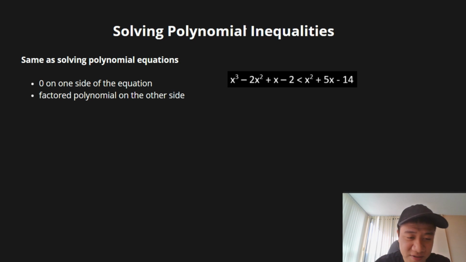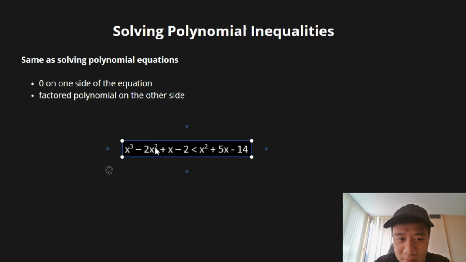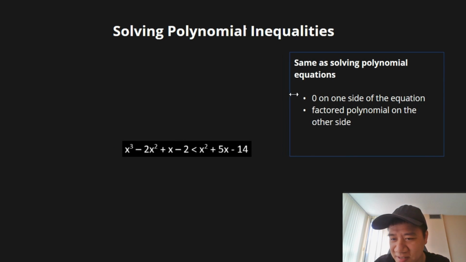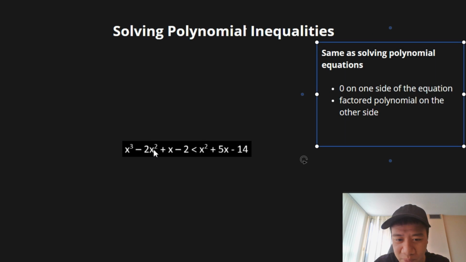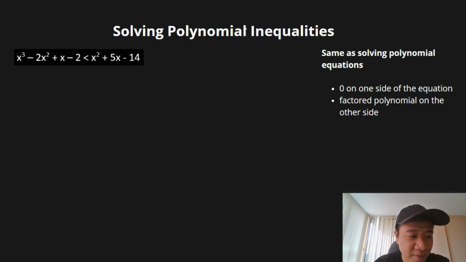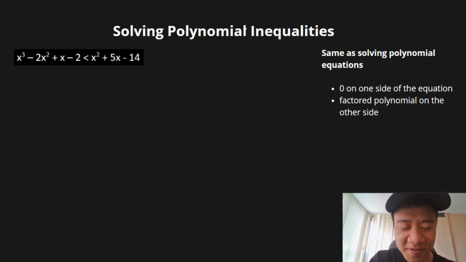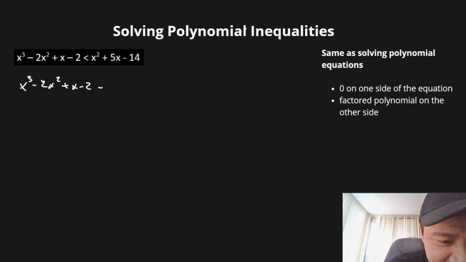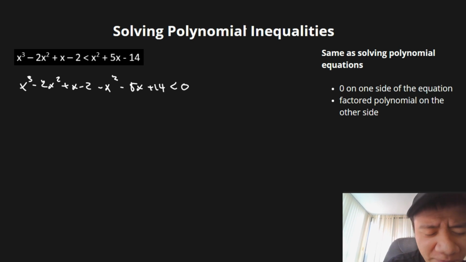So let's do this. I'm going to move this stuff over here so that we have more room. If you pretend there's an equal sign, the first thing you do is you want 0 on one side and everything else on the other side. So we're just going to move these over: minus x squared minus 5x plus 14 smaller than 0.